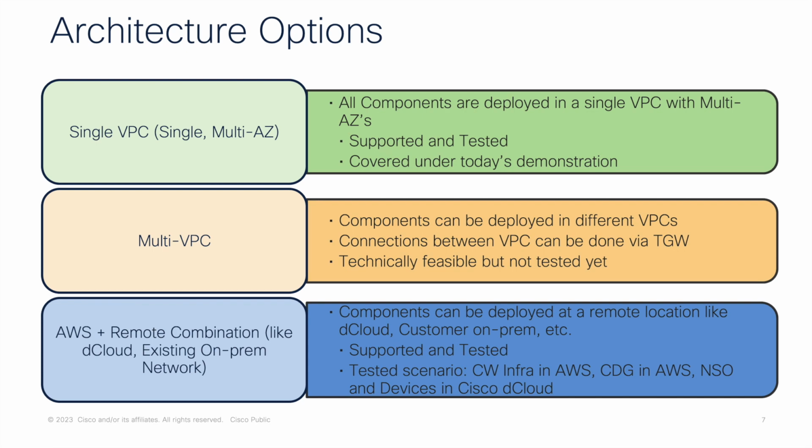The scenario that we tested in our labs is CNC sitting in AWS, CDG sitting in AWS, whereas NSO and the routers or devices and the infrastructure are sitting in the data center. We connected them over VPN tunnels to AWS, and then we saw the traffic flow across, and CNC was able to do all its functions. We were able to support all the features of CNC that we promised to support from an on-prem standpoint.